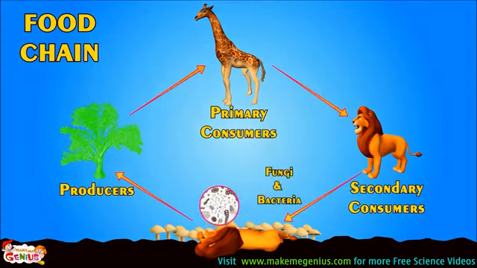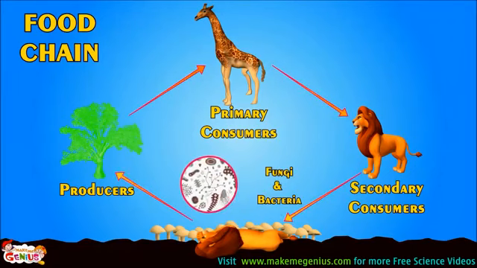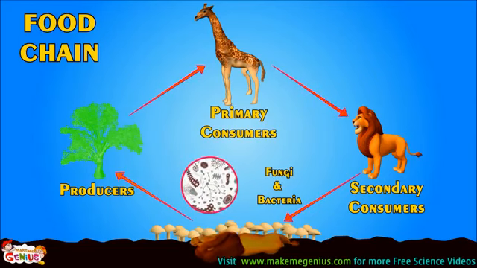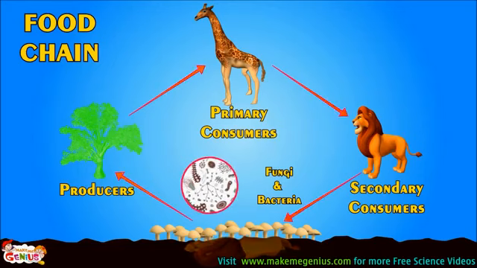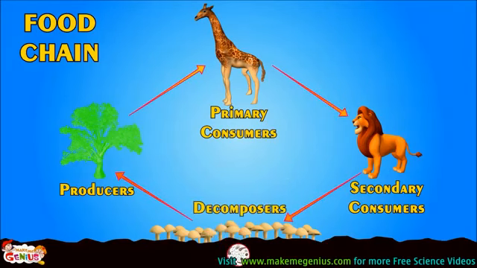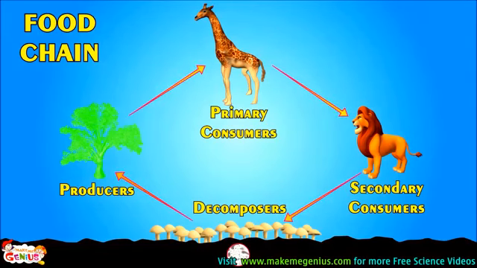Now, there is one more part of this food chain. These are fungi and bacteria in soil. When animals die, these fungi and bacteria in soil decompose their dead bodies. They become nutrients. These nutrients again are used by plants to make food. See here, when lion dies, its body is decomposed in soil by bacteria and fungi, and it turns into nutrients. Then, these are again used by plants. These fungi and bacteria are called decomposers. Decomposers are an important part of food chain.